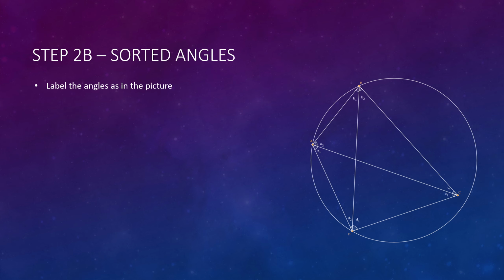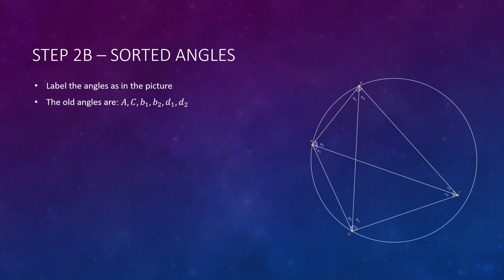Let's consider again the quadrilateral and label the angles as in the picture. So we have A1, A2, B1, B2, C1, C2, and D1, D2. Note that in the picture they are marked with one line and two lines, but this does not mean that they are equal. It is just for more clarity. We also assume that BD is the wrong diagonal and AC is the correct one.